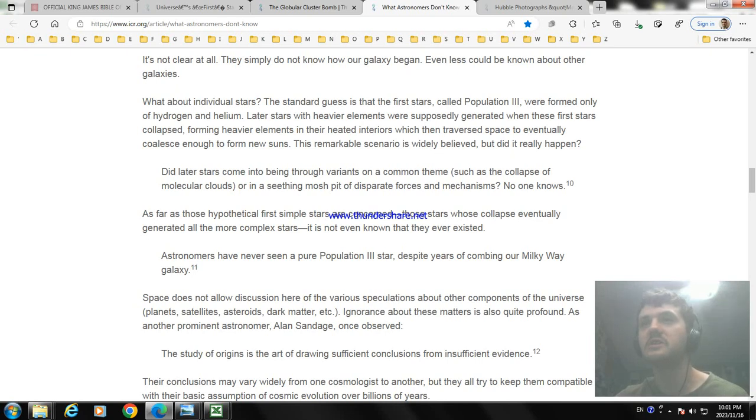Did later stars form through a common theme? There is no collapse, since it is a collapse of magnetic clouds. It needs a great deal of the forces of magnetism. No one knows. As far as the simple stars are concerned, these stars collapsed eventually and generated these more complex stars, and no one even knows why they existed.